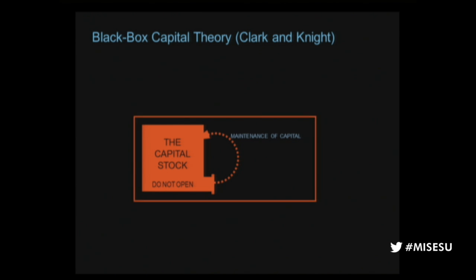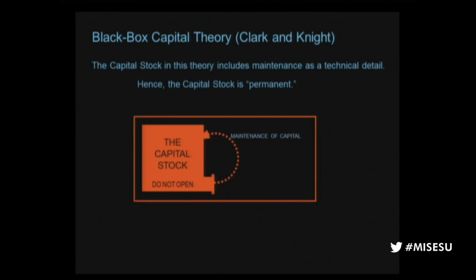And so what I've got circled there, or put in a square, is capital. Okay. In other words, according to Clark, the capital stock in this theory includes maintenance as a technical detail. This is a technical detail. You've got to keep maintaining the capital to keep it constant, to keep it from shrinking. Okay. But that said, we can say that the capital stock is permanent.